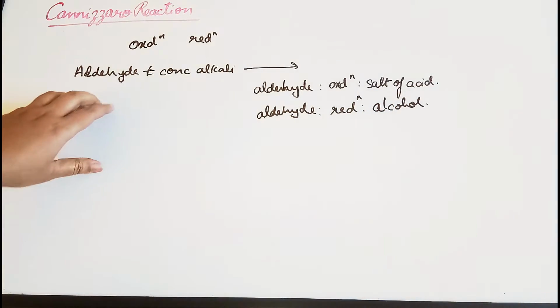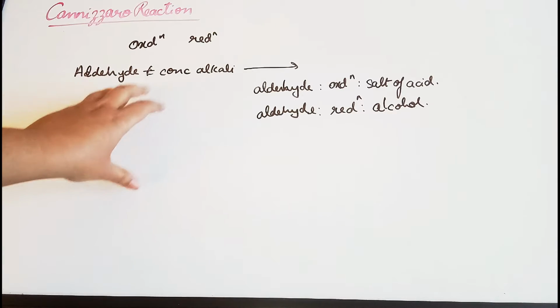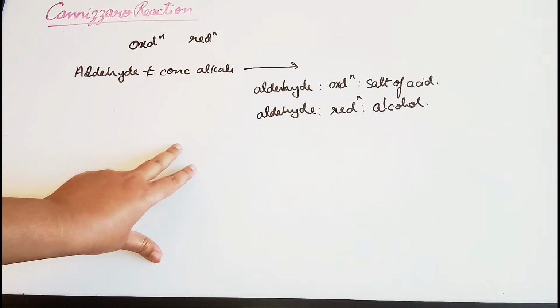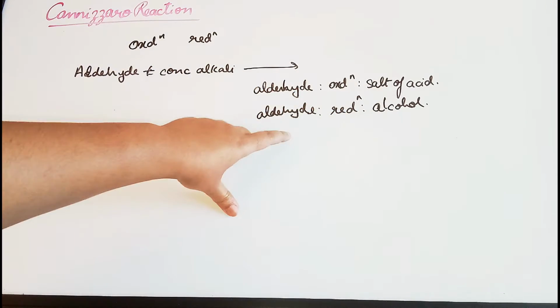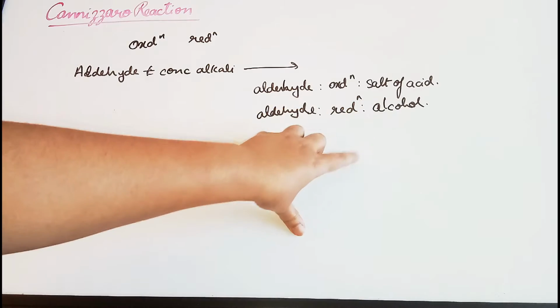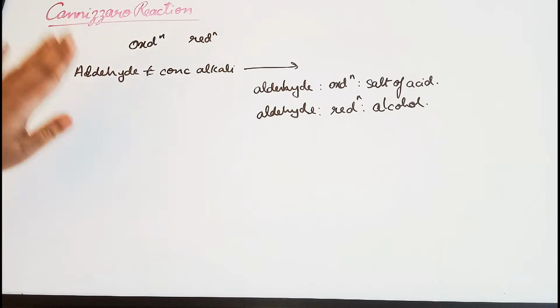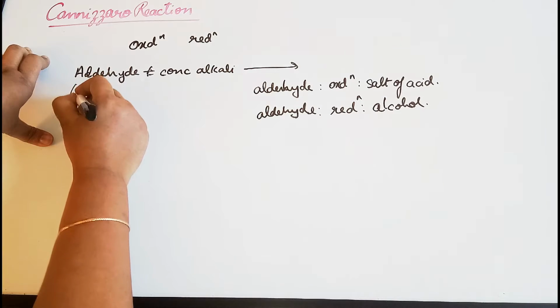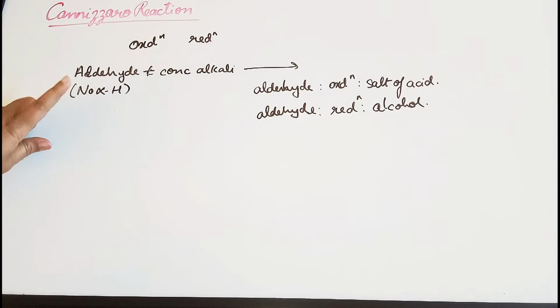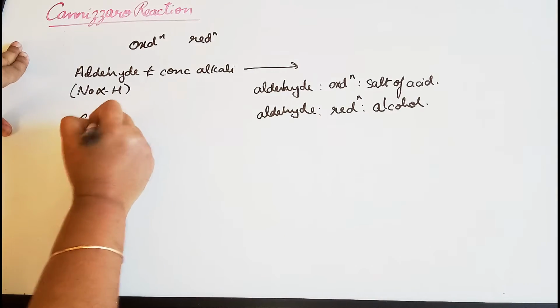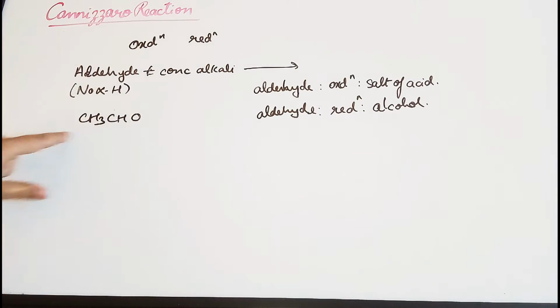So, an aldehyde is reacting with a concentrated alkali to give us two products. The aldehyde undergoes oxidation to form the salt of the acid, and it undergoes reduction to form an alcohol. And this is an aldehyde which has no alpha hydrogen. That's very important. So CH3CHO will not undergo the Cannizzaro reaction because it has 3 alpha hydrogens.